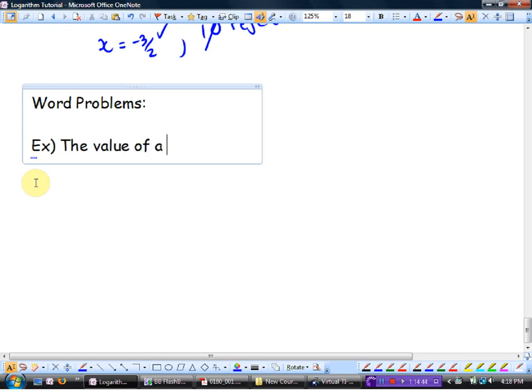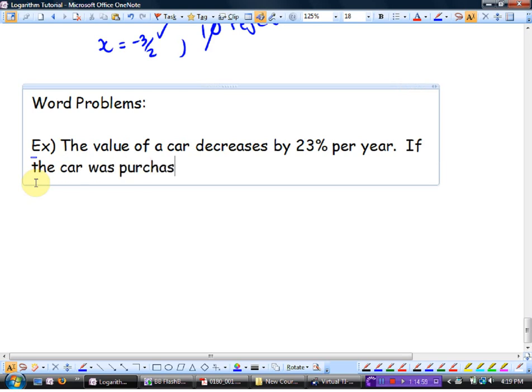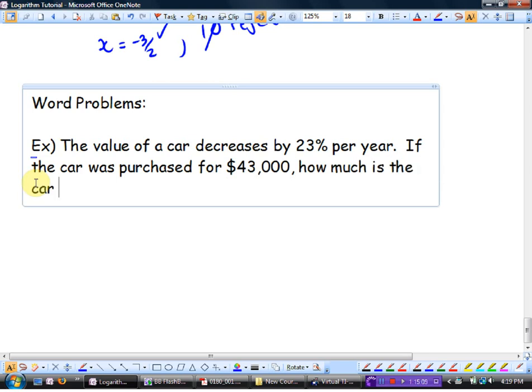The value of a car decreases by 23% per year. If the car was purchased for $43,000, clearly not by a teacher, how much is the car worth after 42 months?